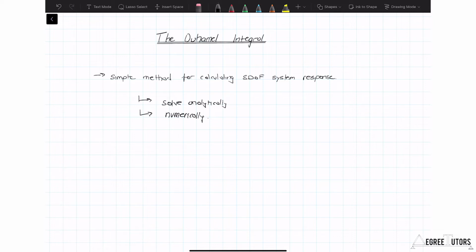In order to pick apart how this Duhamel integral works, we have to first of all start off with the idea of an impulse, right? What is an impulse? So I've said here the Duhamel integral is based on the impulse response. Okay, so what do we mean by that? Well, first of all, let's define an impulse. An impulse is just a large magnitude load that's applied for a short period of time. That's all it is, right?